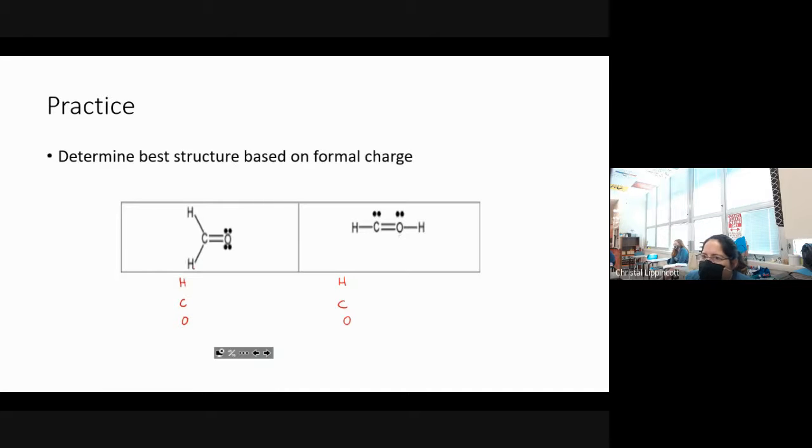All right, hydrogen should have 1, and it has 1, so it is 0. Okay? Carbon should have 4, and it has 4. So what is it? 0. Oxygen should have, and it is, so it is.